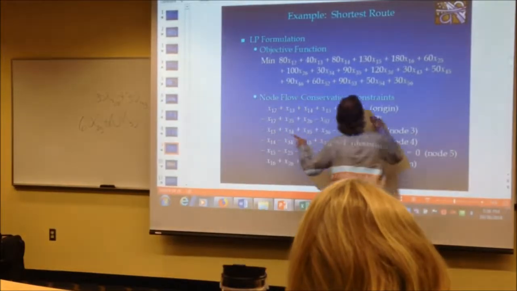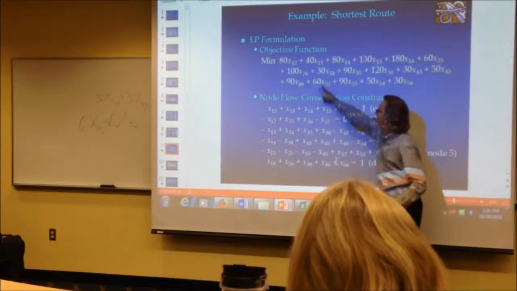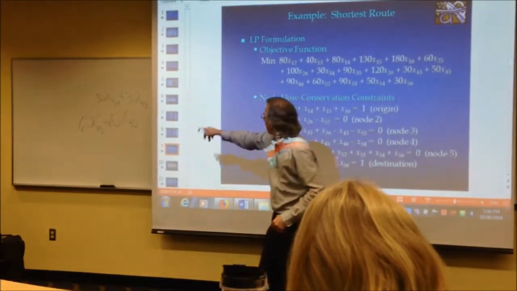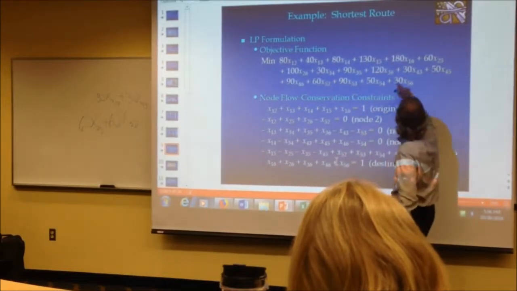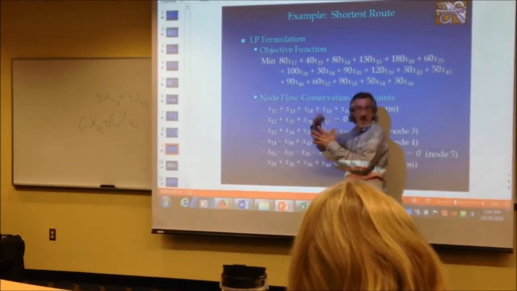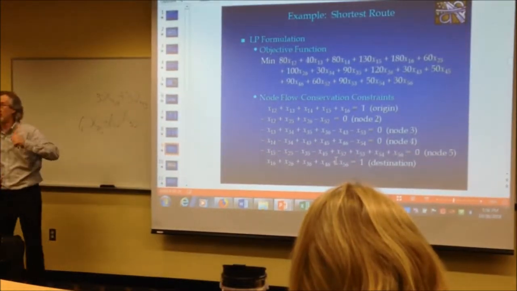What was that? 25. Where's my 25? There's the x25, so it's got to be an x52. There's the x52. What was the other one? 34, and x43. All the arcs that are in the middle, between middle nodes, you'll see up there twice with the same number. All right?